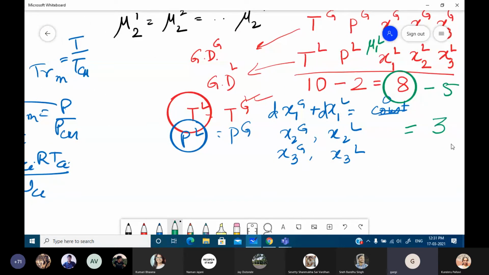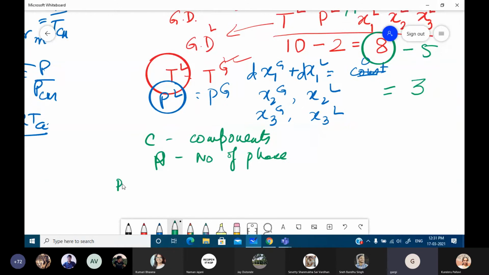Now, if I generalize it, say there are C number of components and there are P number of phases, then again the total number of independent variables will naturally be P into C plus 2. For each of the P phases, there is one Gibbs-Duhem equation. So that finally gives us P into C plus 1 total number of equations.